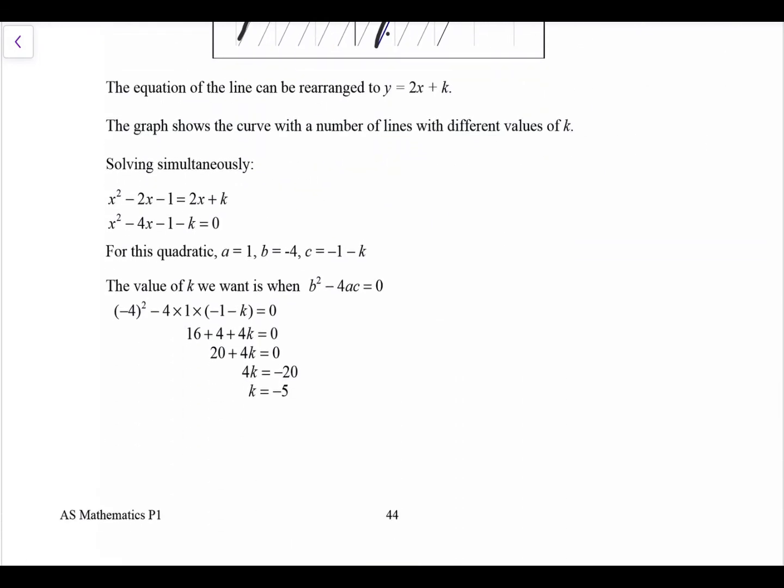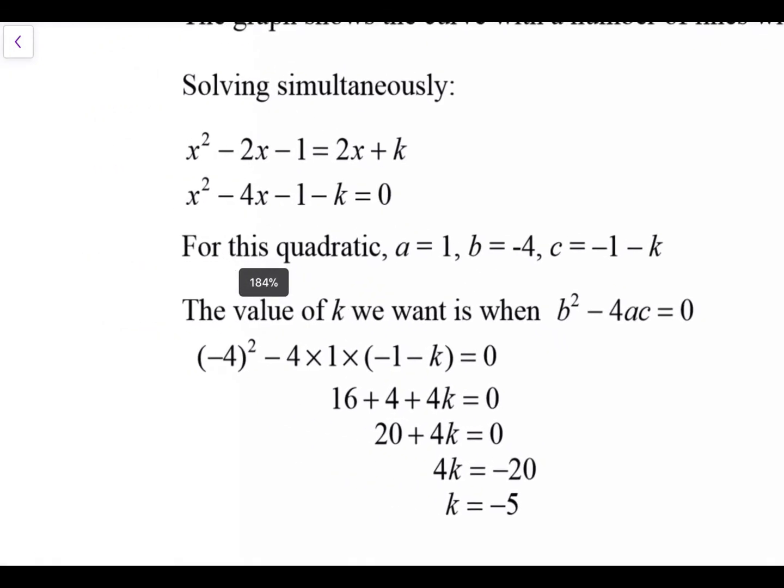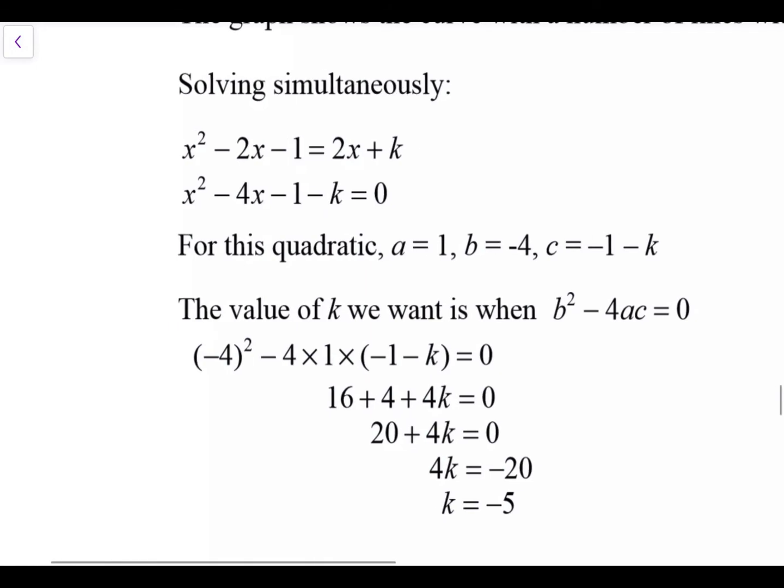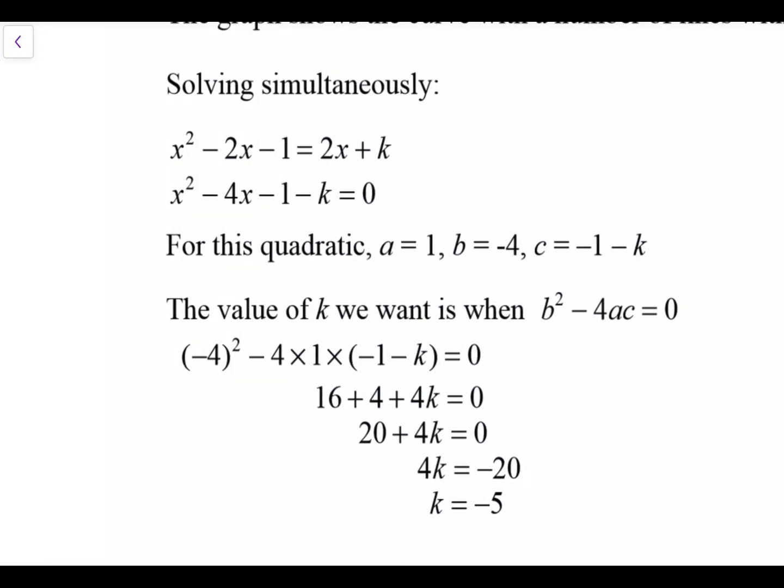So let's do that. We rearrange the equation of the line. We solve them simultaneously, which means we make one equal to the other. So a bit of rearranging gets us to this thing here. So this is a quadratic equation where a is 1, the coefficient of the x squared, b is -4, and c is -1 minus k. That's a little bit tricky to see there, but that's a, b, and c.